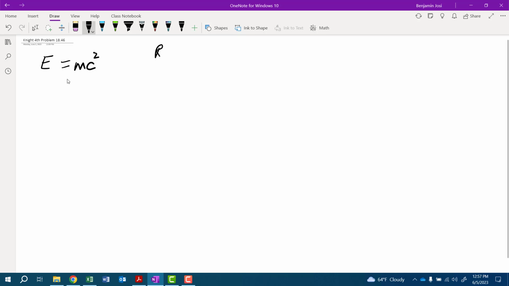So let's calculate the rest mass. Oops, how do I get rid of this? You can see I'm a noob here with this tablet. Rest energy of the electron. Rest energy. Wow, this is really bad.